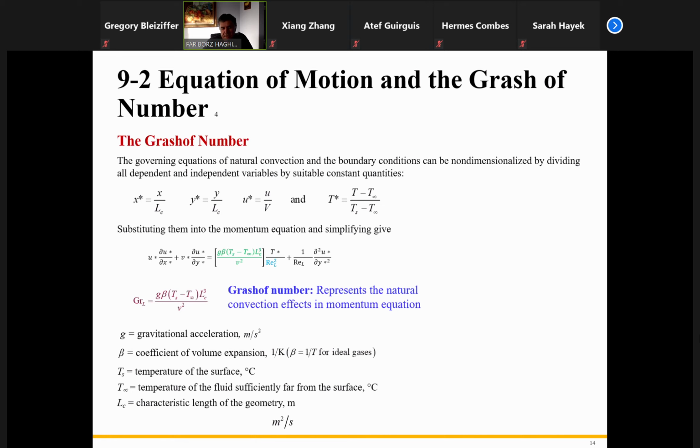Now we have this ratio. If you would like to visualize what exactly that means, it is like this.